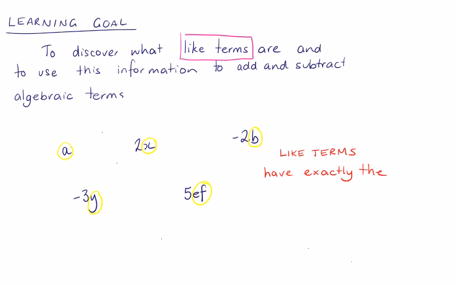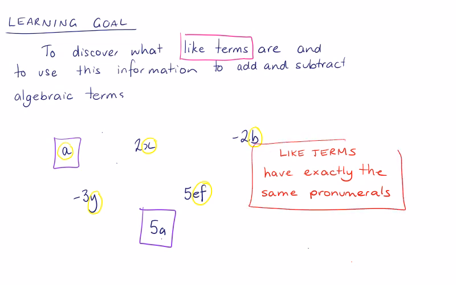So on that page there's no like terms, is there? Because none of the letters are exactly the same. But if I was to put 5a, then you could say this term, a and 5a, they are what we call like terms. Now make sure you've got that written in your book.